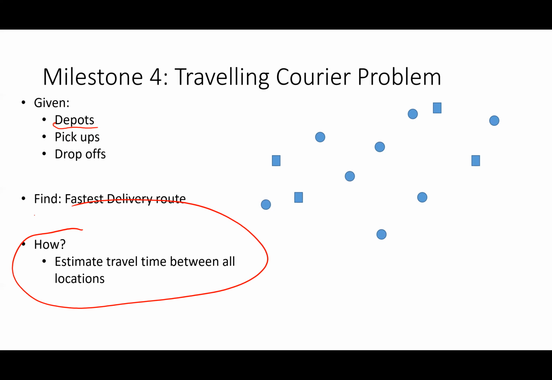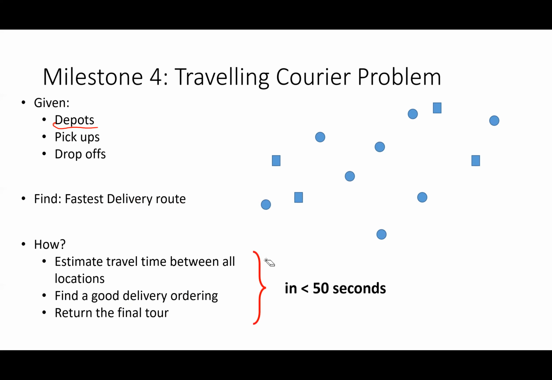You're trying to estimate the travel time between all these locations in order to find a good delivery ordering. And you've got a time limit of 50 seconds. And it's what's called wall clock time or real time. So it's the time you're used to, okay? Not how much time the total amount of CPUs take. It's another definition of time that computers have. This is just time in the world.